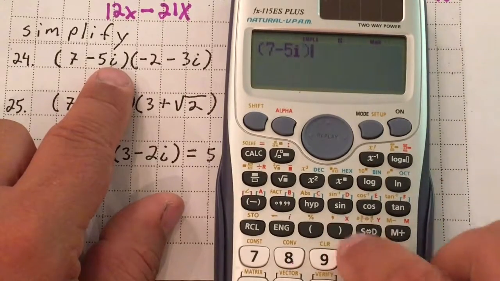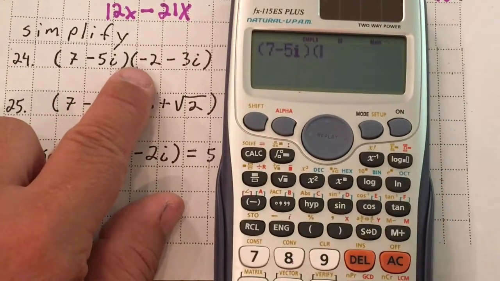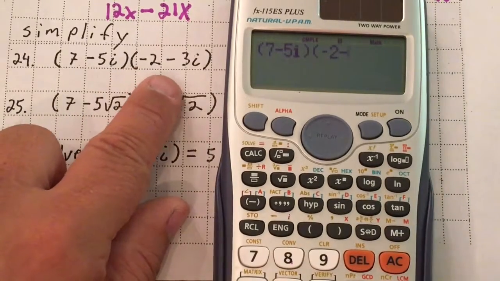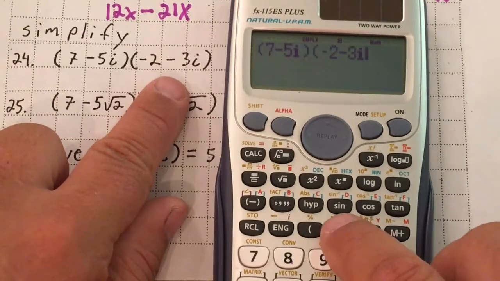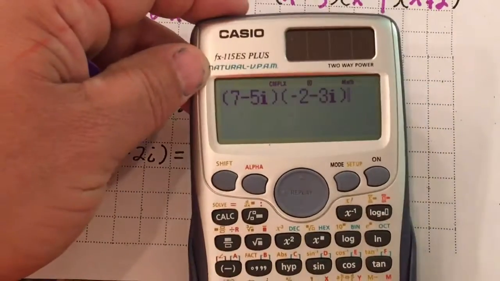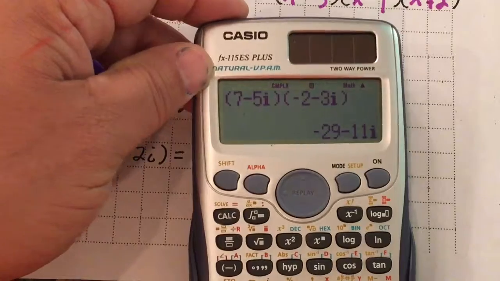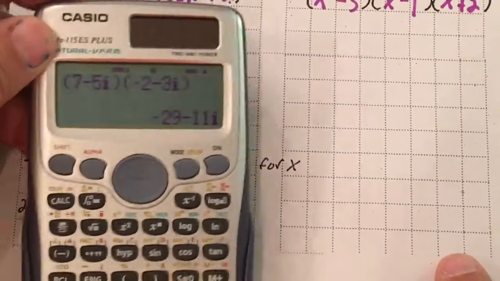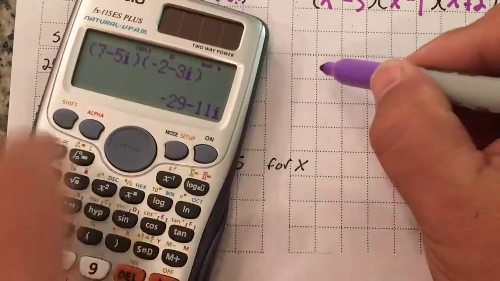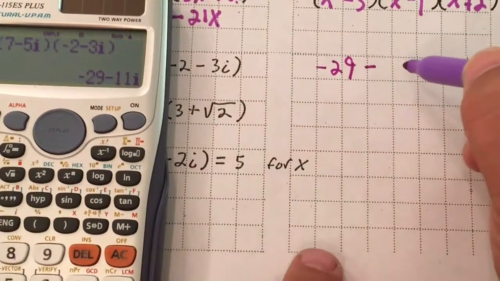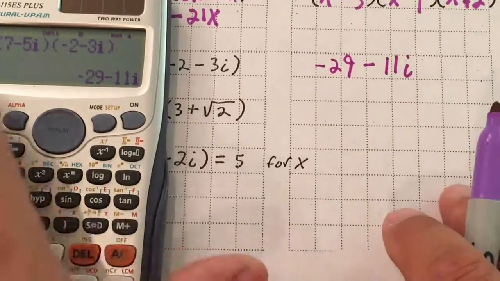Then I close parentheses. I open parentheses. Negative, not minus, that's negative 2, minus 3. And then I go back and hit the i button, the English button. Close parentheses. It will FOIL it out for you. You hit equals, and it does all the arithmetic for you. So that's going to be negative 29 minus 11i. Negative 29 minus 11i. Pretty convenient.